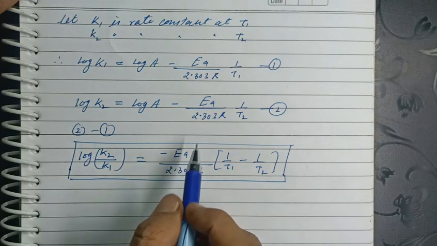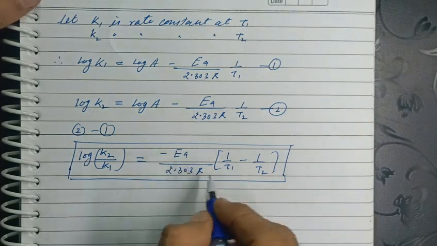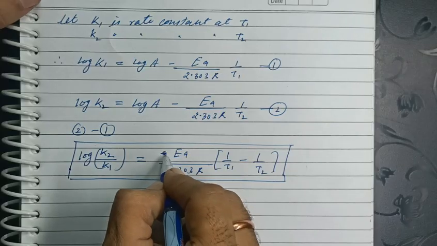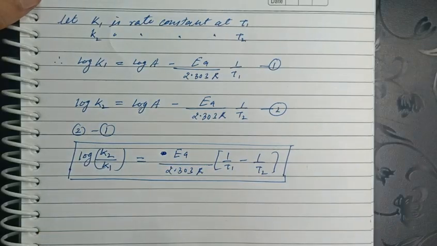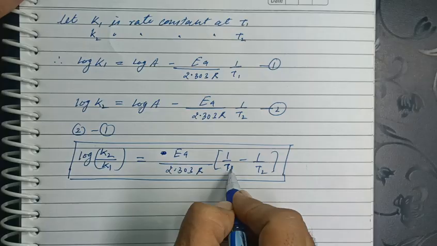Oh, sorry, it is Ea. Log K2 upon K1 is equal to Ea upon 2.303 R into 1 upon T1 minus 1 upon T2.